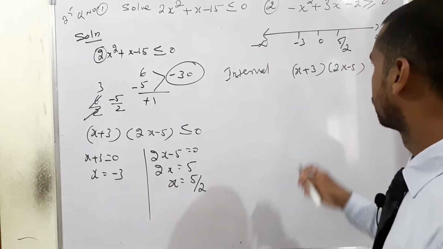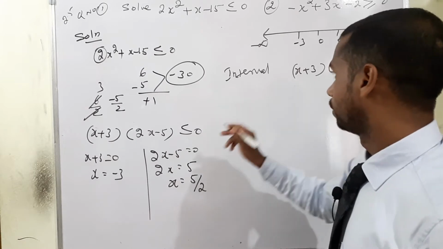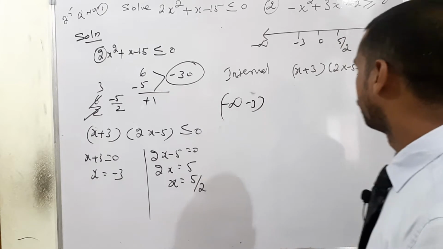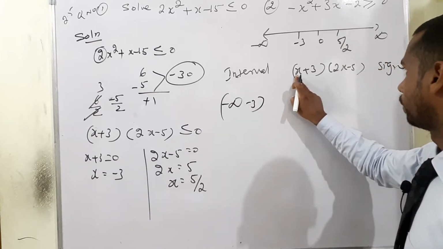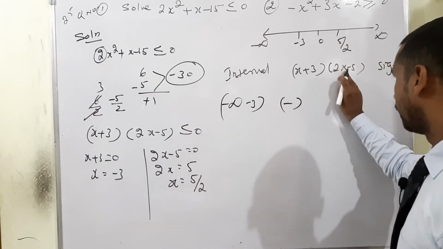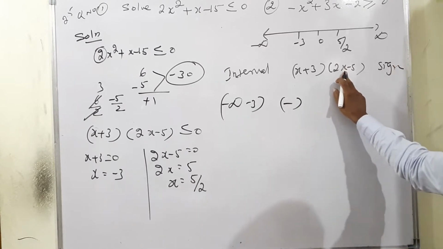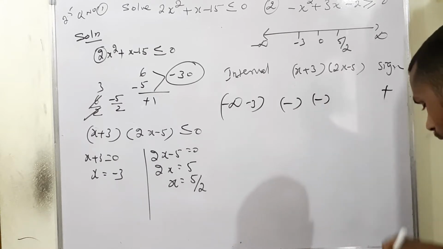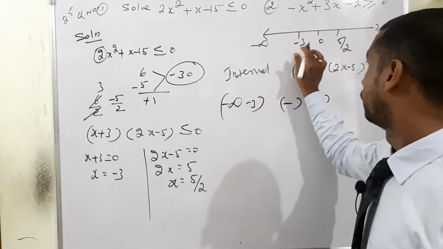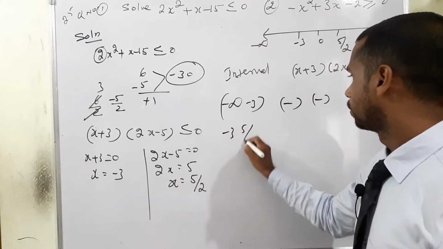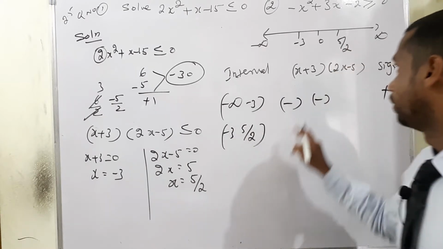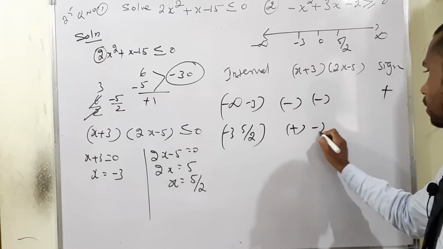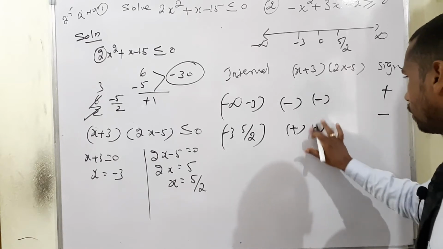The possible cases: minus 3 means take the first interval, minus infinity to minus 3. What will happen? Take minus 4. Minus 4 plus 3 gives a minus sign. Again, for 2x, take the value minus 4, so 2 into minus 4 is minus 8, again minus. Minus into minus is plus. So next condition, minus 3 to 5 by 2. In between, 0 is there, no? 0 plus 3 is plus, and 2 into 0 minus 5 is minus. Plus into minus is minus.